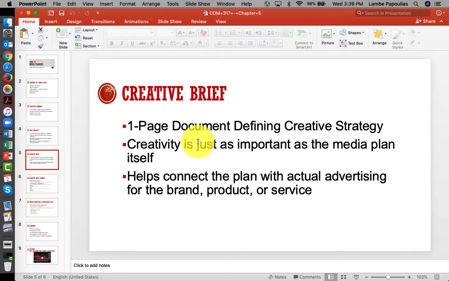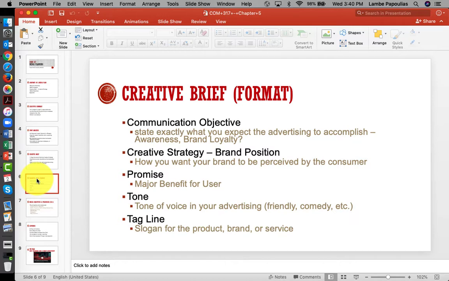Then your creative brief in a media plan. It's a 1-page document defining creative strategy. Creativity is just as important as the media plan itself. You know, how are you going to be creative in the items you're going to be talking about? It helps connect the plan with actual advertising for the brand, product, or service. So it talks more about the creative aspects of the brand. And then the format, it's going to look something like this.